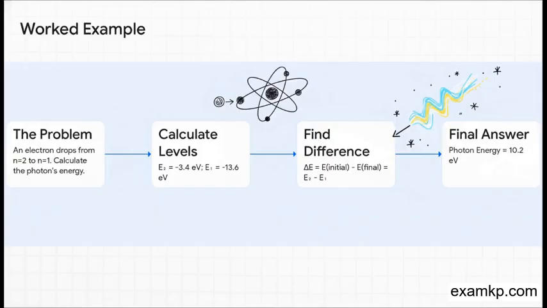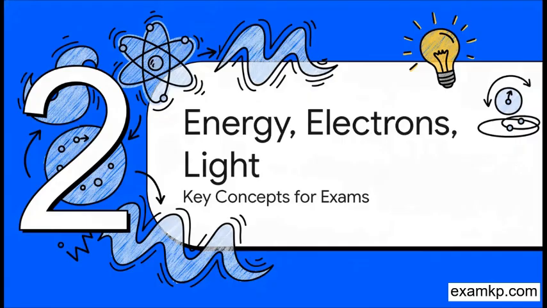Well, first we find the energy of level 2. That's minus 13.6 divided by 2 squared, which gives us minus 3.4 eV. Then we find the energy of level 1. That's minus 13.6 divided by 1 squared, which is just minus 13.6 eV.